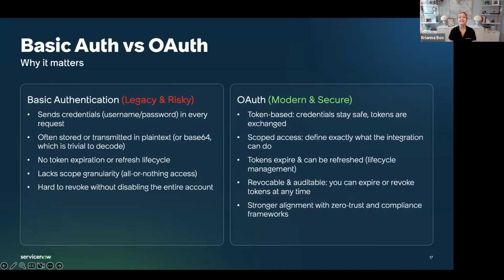Now, OAuth, on the other hand, is designed for today's security landscape. Instead of sending passwords around, it uses short-lived tokens. You can tightly scope what these tokens can do, so an integration only gets the minimum access required. Tokens expire, can be refreshed, can be revoked, and this activity is a little bit more auditable, making it more compliant and aligned to zero trust principles. So this is why the Machine Identity Console and our platform security team encourage that you upgrade your integrations from basic auth to OAuth. It's not best practice, it's just a baseline for modern security. And we'll give you a preview of that on the next slide.